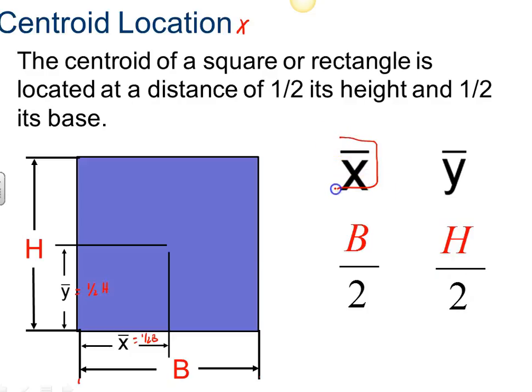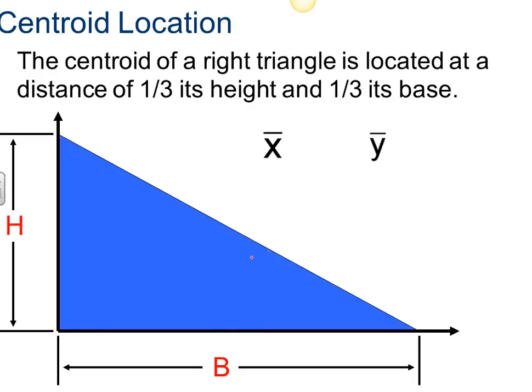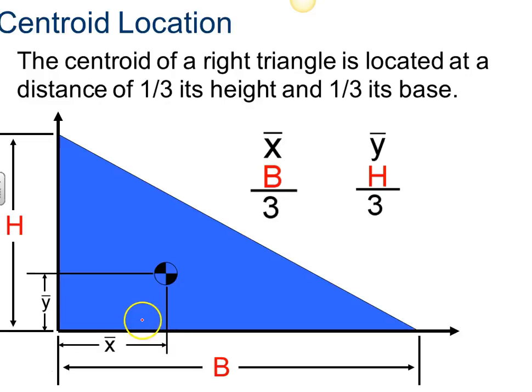This symbol is generally the symbol for an average. So we find the base over 2 and the height over 2. We draw lines from them, and where they meet is going to be the centroid. The centroid of a right triangle is located at a distance of 1/3 its height and 1/3 of its base. So we would have 1/3 of the base here, or base over 3, and 1/3 of the height, which would be height over 3. The centroid is located at a line drawn between those 2 points.